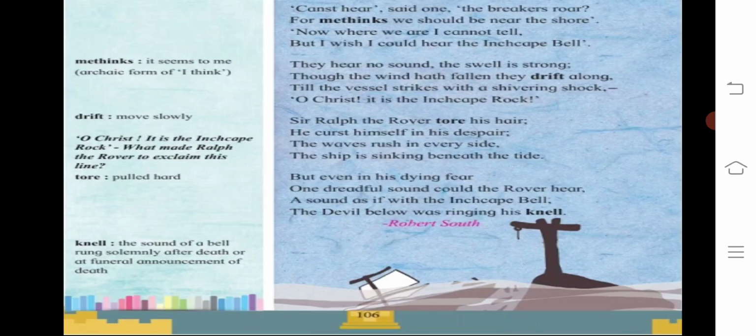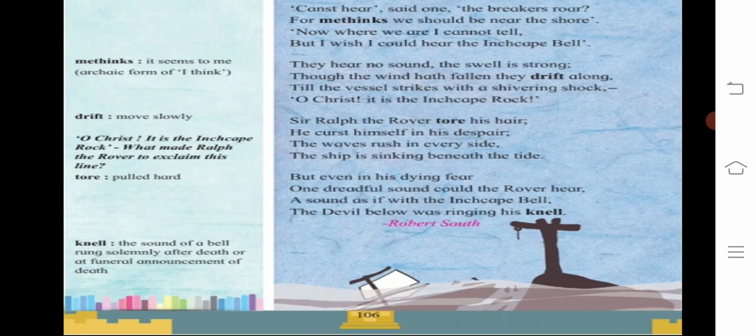"Now, where we are, I cannot tell, but I wish I could hear the Inchcape bell." And he was getting confused even. He was not sure where they actually were. He could not understand where they exactly were, and he was now wishing to hear the bell, remembering the Abbot of Aberbrothok and his Inchcape Rock bell. See, this is the thing. In Icebreakers already we have seen the line, no?